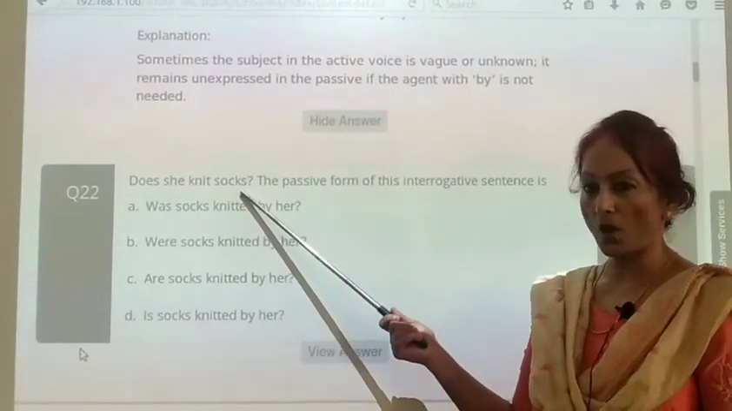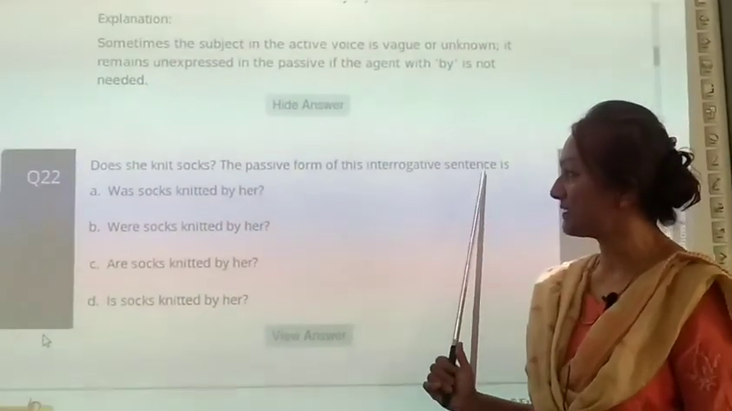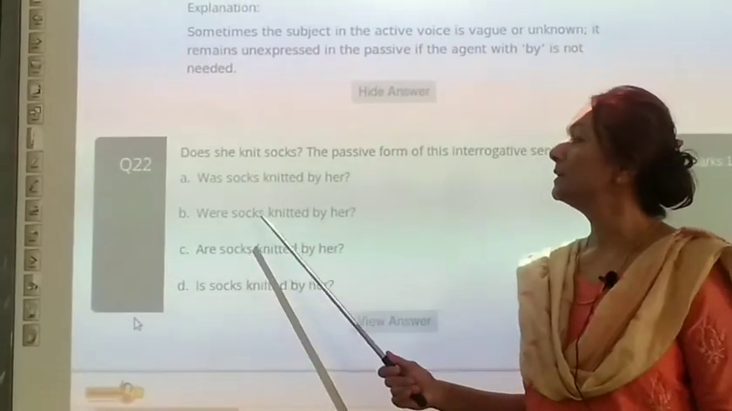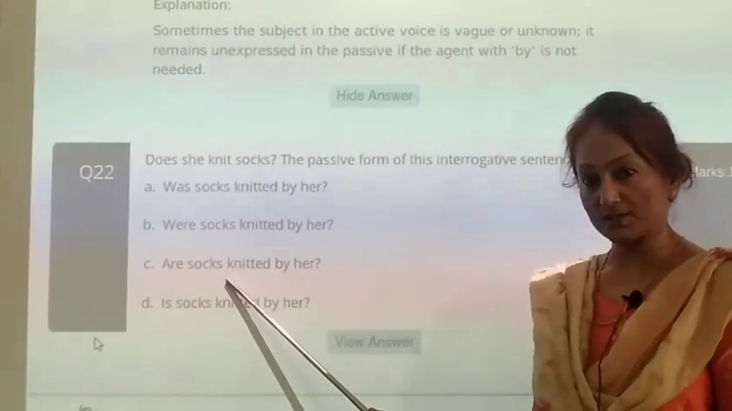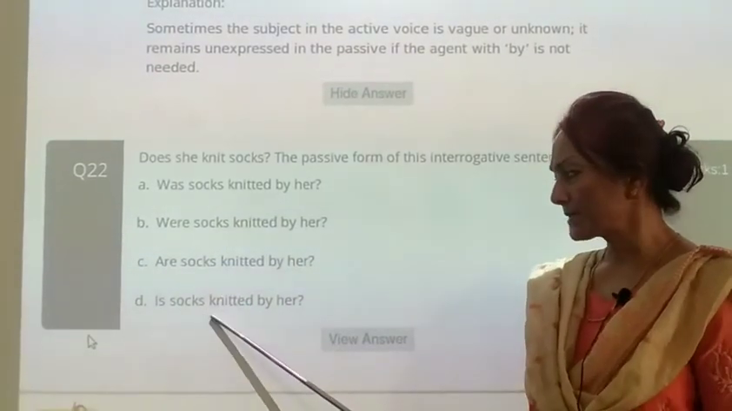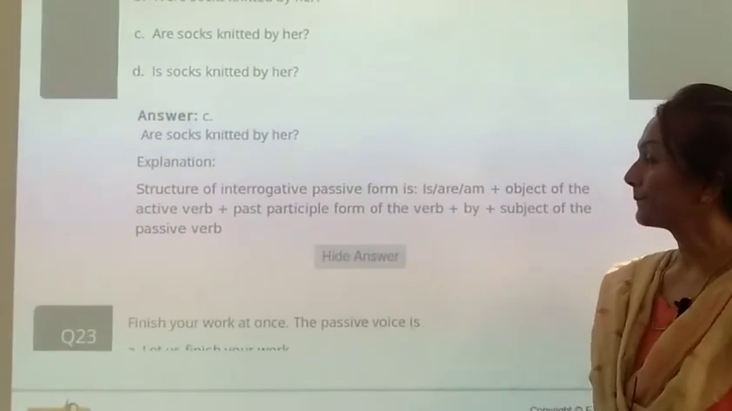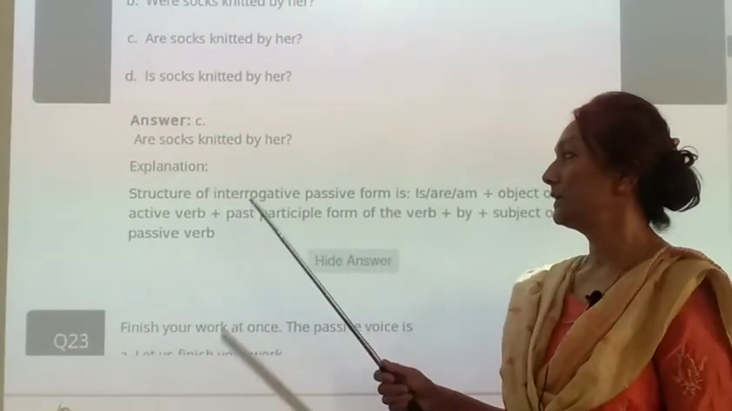Does she knit socks? The passive form of this interrogative sentence is, what socks knitted by her? Are socks knitted by her? Is socks knitted by her? The correct answer is, are socks knitted by her?